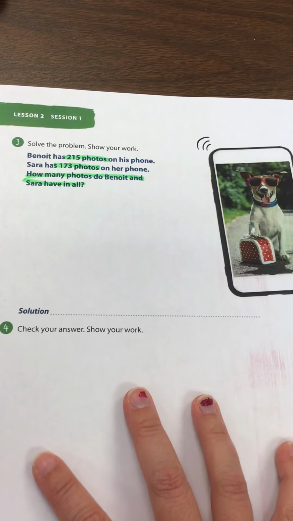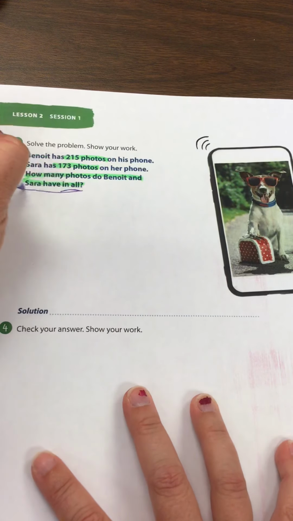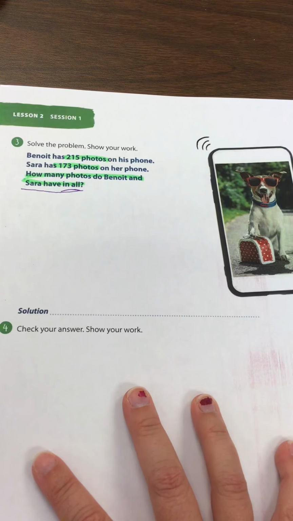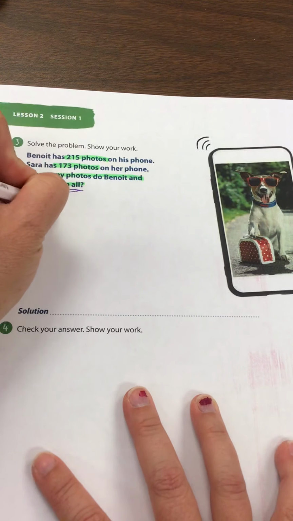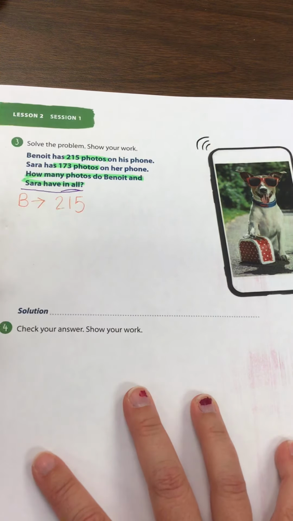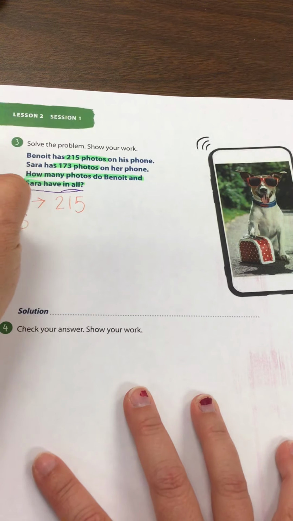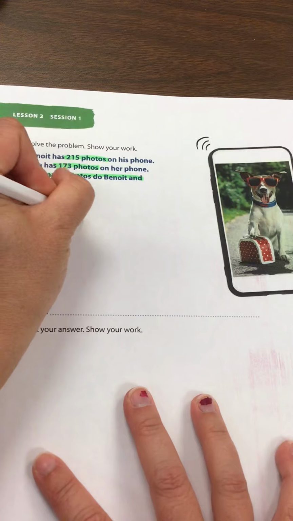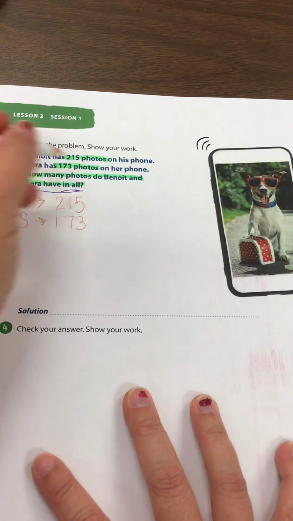So what are we trying to find out? How many they have in all. What does in all mean? That means all together. So, what operation do we use when we're trying to find in all? We are going to add. I'm going to show you this way to add by breaking apart the numbers. So we know that I'm going to put B for Benoit has 215 photos. And we know that Sarah, put S for Sarah, has 173 photos. So let's break apart those numbers.